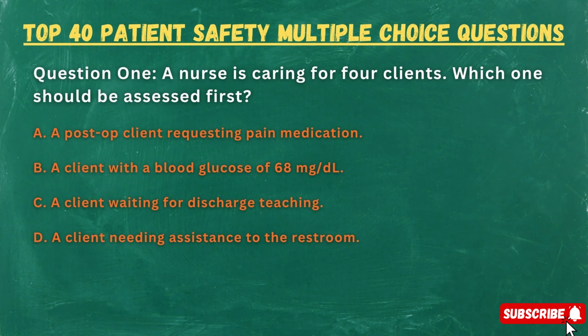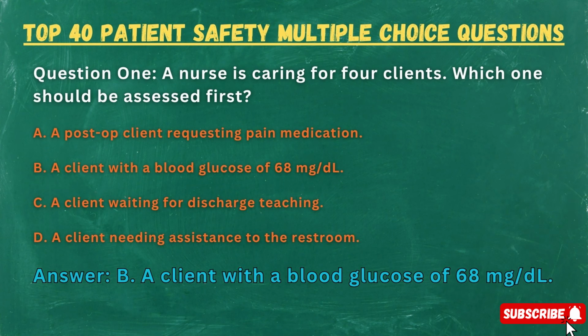Question 1. A nurse is caring for 4 clients. Which one should be assessed first? A. A post-op client requesting pain medication. B. A client with a blood glucose of 68 milligrams per deciliter. C. A client waiting for discharge teaching. D. A client needing assistance to the restroom.